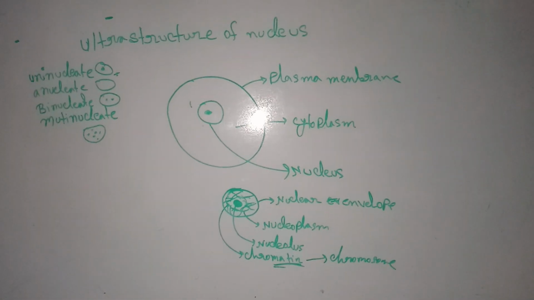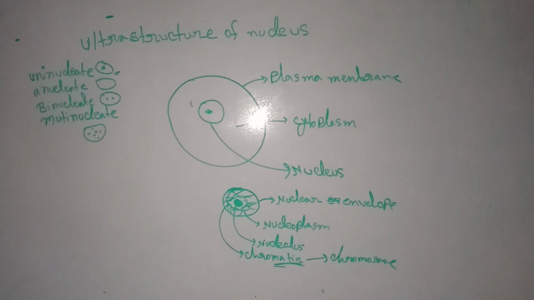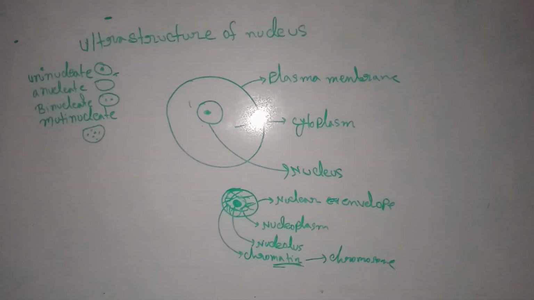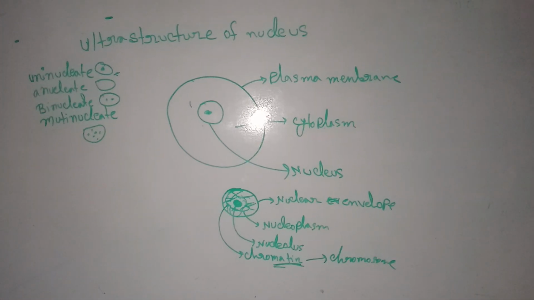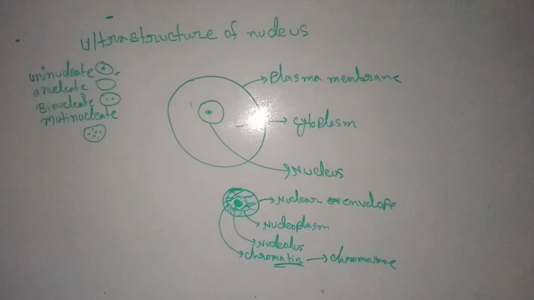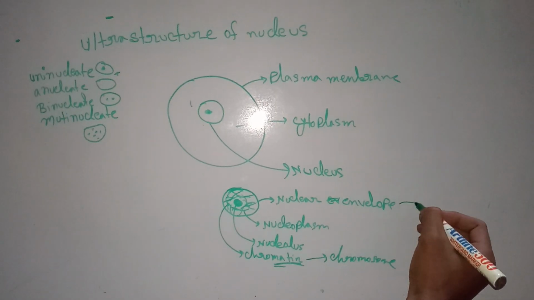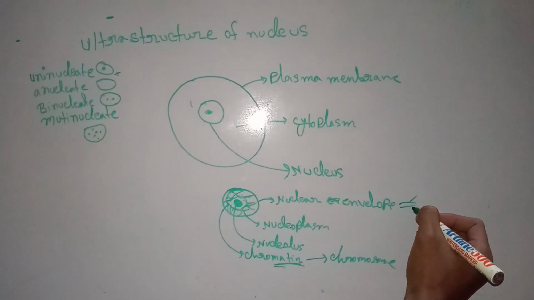First of all, the nuclear envelope bounds the nucleus on the outer side and separates it from the cytoplasm. It is made up of two membranes, an outer and an inner membrane. This nuclear envelope contains two membranes, one outer membrane and one inner membrane.